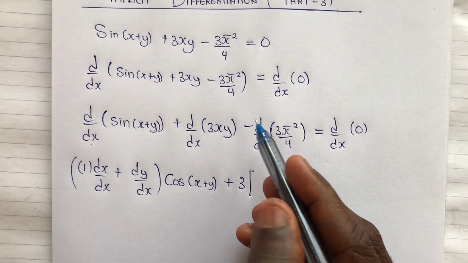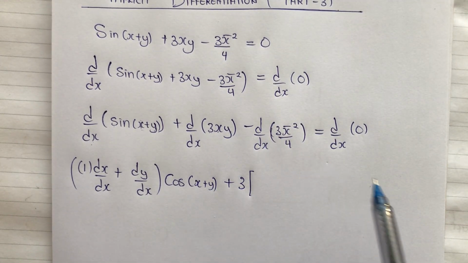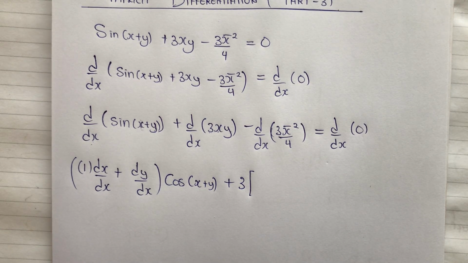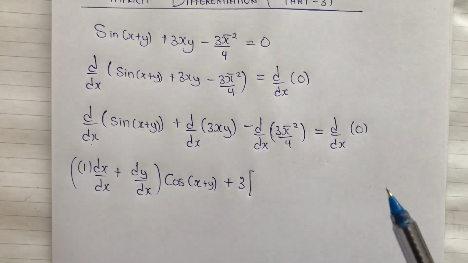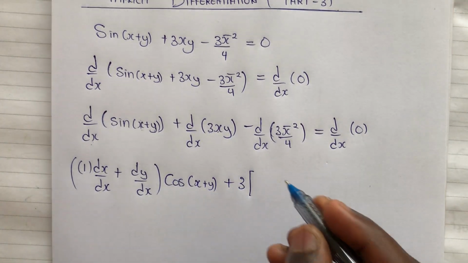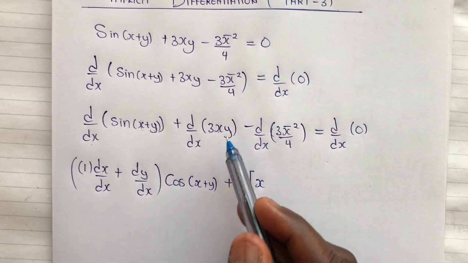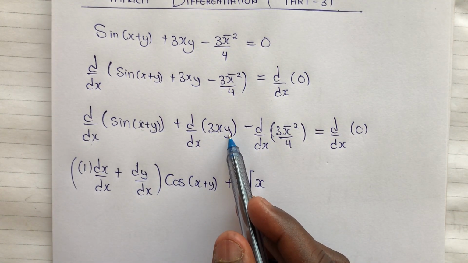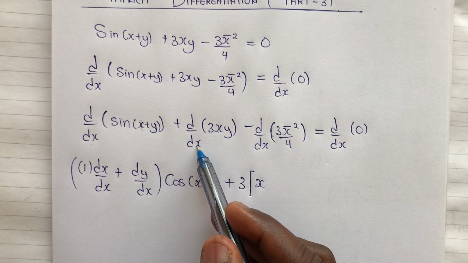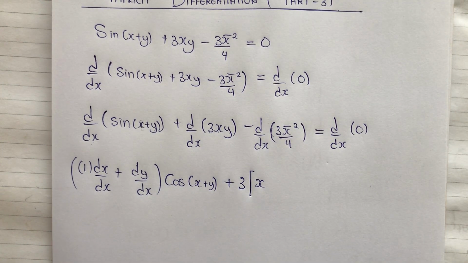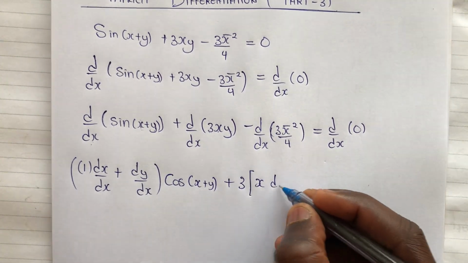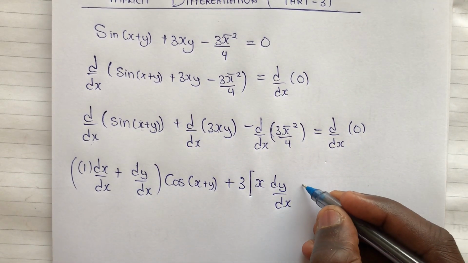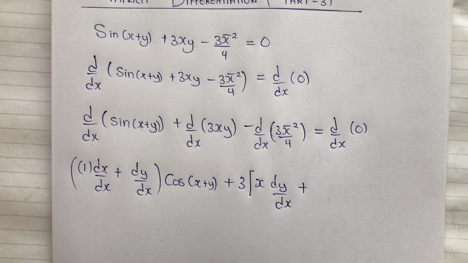Now, because this is a product function, we will use the product rule. So you first hold the first variable, or any of them that you want. Let me hold x first, maintain x, then differentiate y. When you differentiate y, the result is 1. But you differentiated a y term with respect to x, so 1 times dy/dx. So we have x dy/dx.